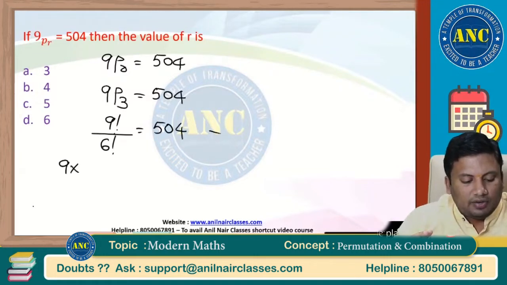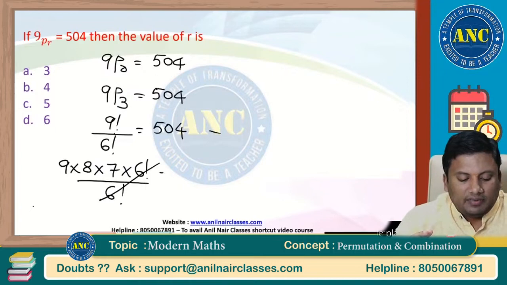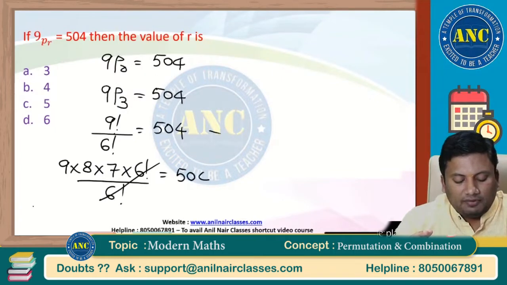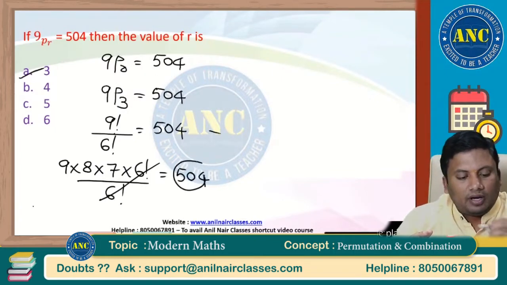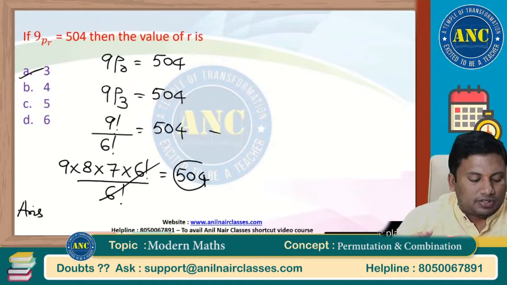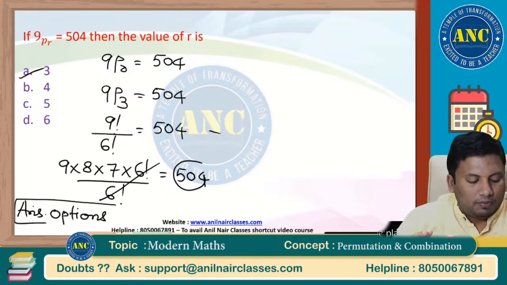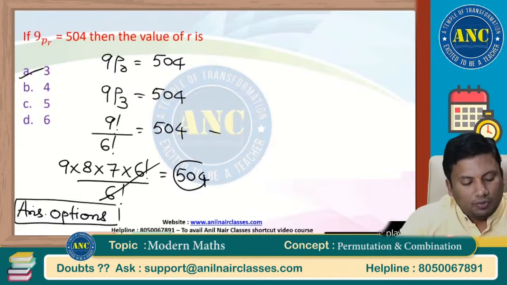Let us check it out. 9 into 8 into 7 into 6 factorial by 6 factorial. 72 sevens are 504. So the answer is option 1. Go by the answer options. I hope it is clear.